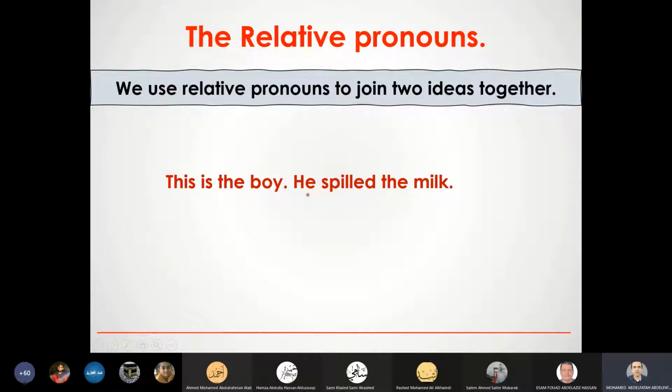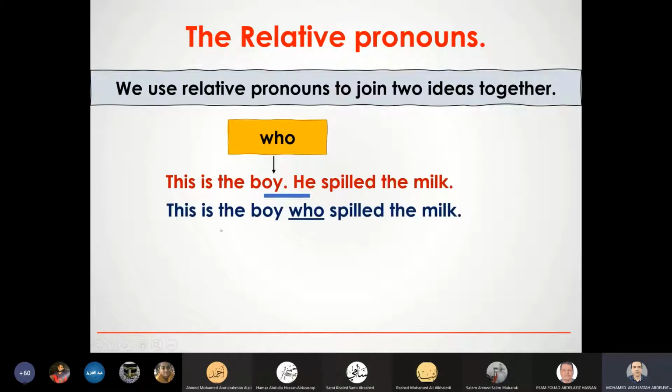We can connect or join these 2 sentences into one sentence. We can connect the ideas to make one idea using the relative pronoun. Look here, the boy and he. These words refer to the same person, I mean the boy. We can use the relative pronoun who. And the sentence will be like this: this is the boy who spilled the milk. So, who is a relative pronoun which is used to connect or join the 2 ideas or the 2 sentences into one sentence. Okay?